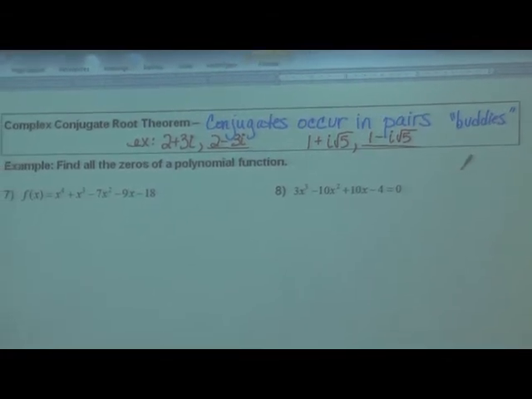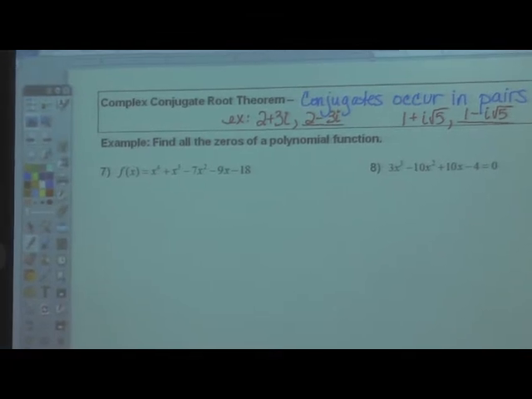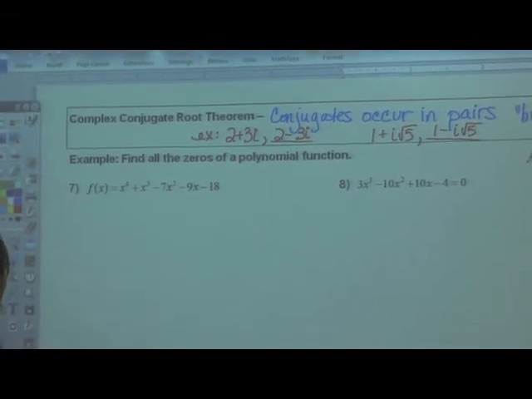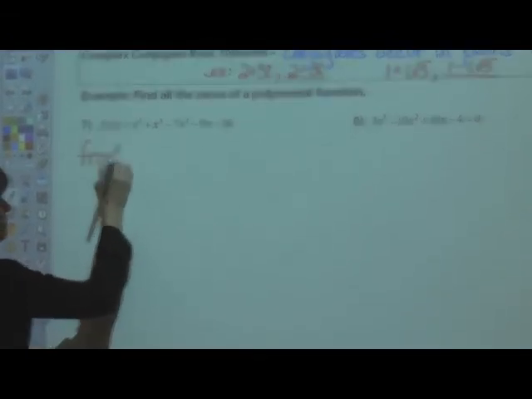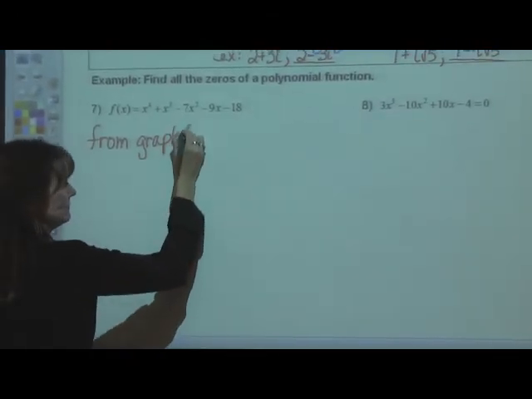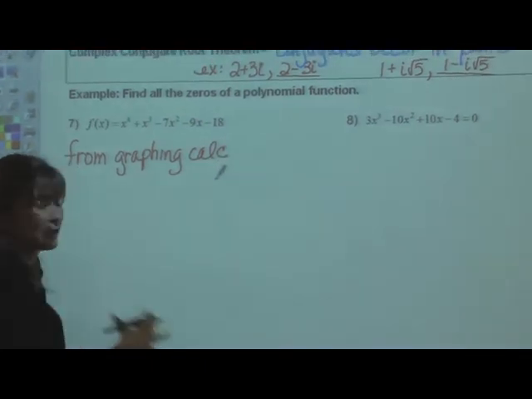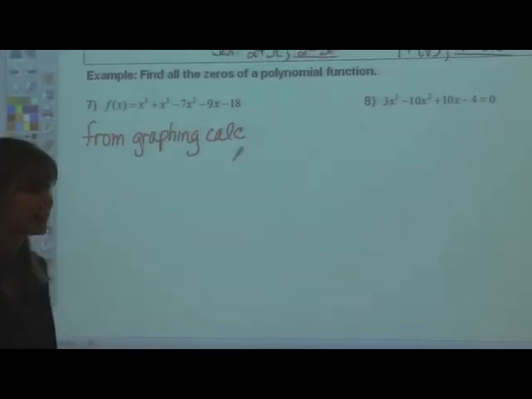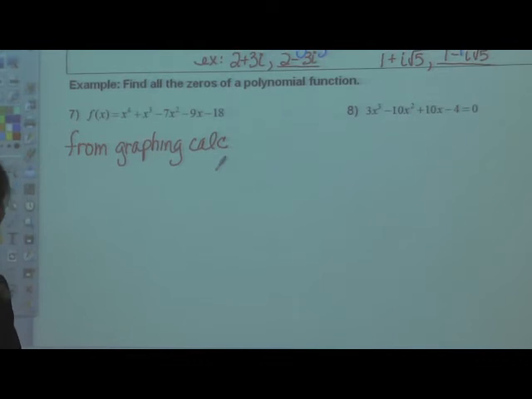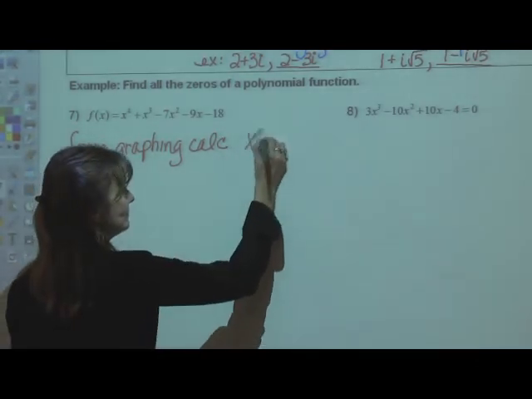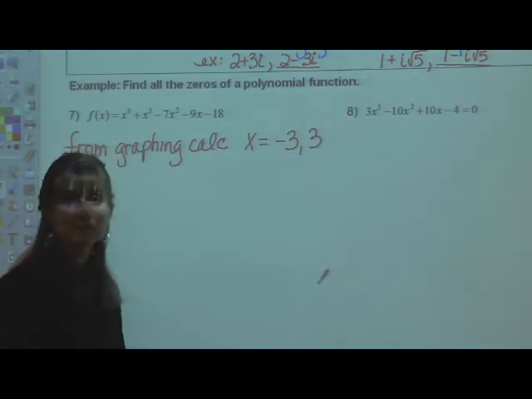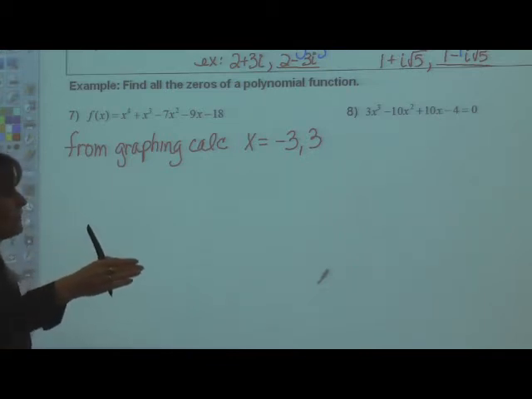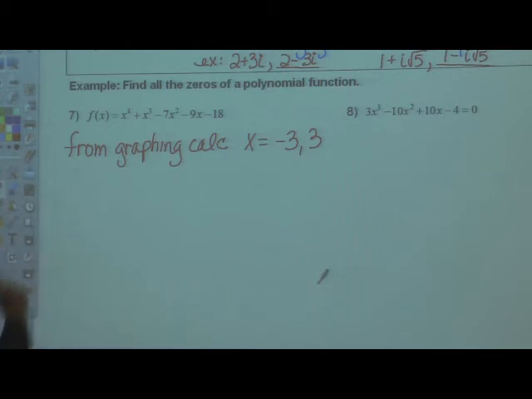So look at number 7. It says find all the zeros of the polynomial function. So we are going to start with the first assumption. I am going to use my graphing calculator. So this is the second method, from the graphing calculator. I will get a picture up on my screen, and I will see that this graph is crossing at the numbers -3 and +3. How did I know that? I looked at the graph, and I used the calculate feature and found my zeros. So from the graphing calculator, I know that.